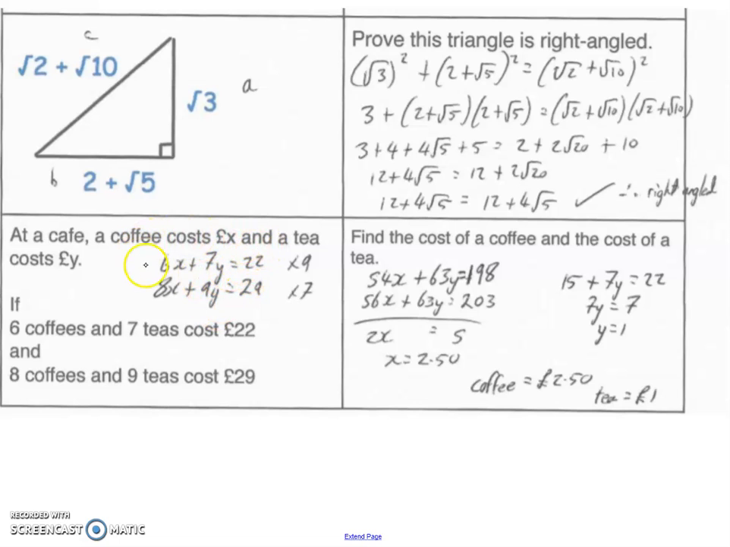So he multiplied this equation, so let's say equation 1. He multiplied equation 1 by 9, and he multiplied equation 2 by 7, to find that lowest common multiple. So then that gave us equation 3 and equation 4. And then he subtracted.